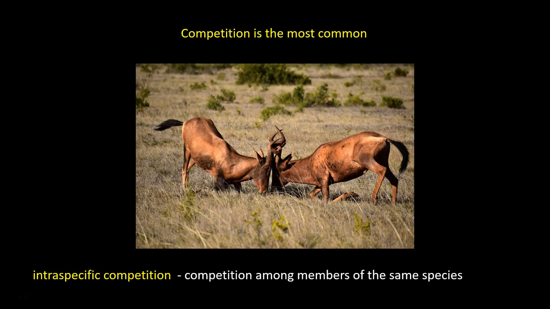The second type of competition is intraspecific competition. Intraspecific competition occurs between members of the same species. It happens often when members of a species defend their territory or breeding privileges. Note that the prefix intra means among.